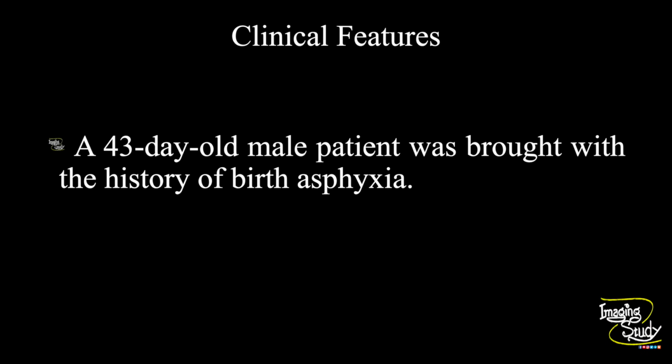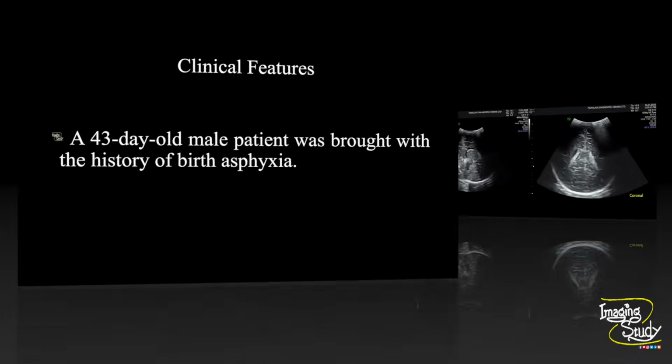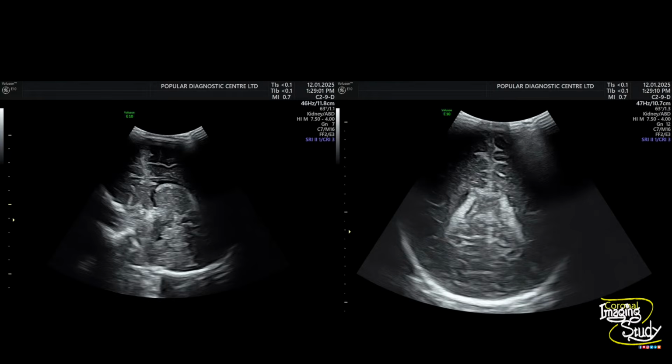Today we're going to see a case of pediatric brain mineralizing vasculopathy. A 43-year-old male patient was brought with a history of birth asphyxia. Let's see what we have got on cranial ultrasound. Here's a glimpse of the sagittal and coronal sections of the brain. It apparently looks quite normal without any ventriculomegaly.